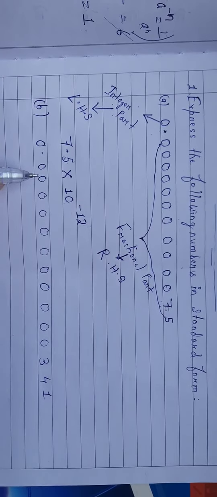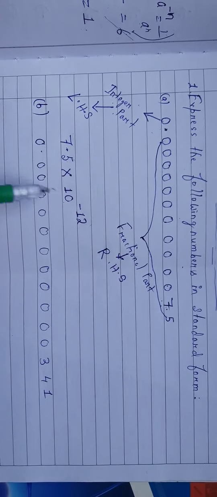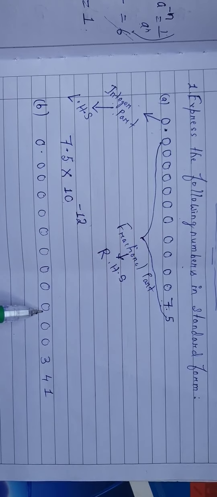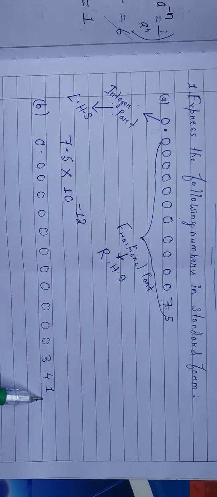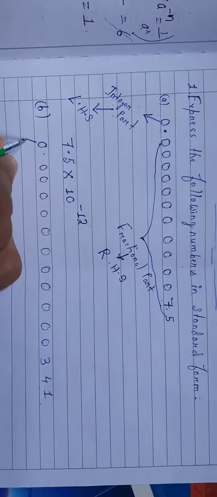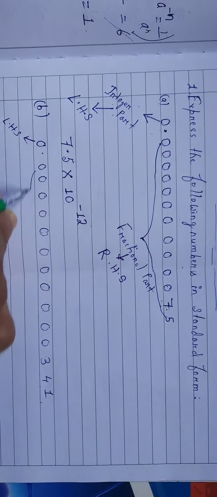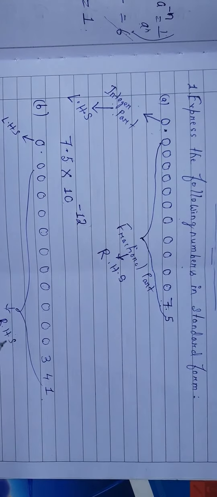Here you can see we have also got 0.00000000000341. Now since I have to convert this into the standard form, once again for simplicity I can take this as the left hand side and this whole portion as the right hand side.